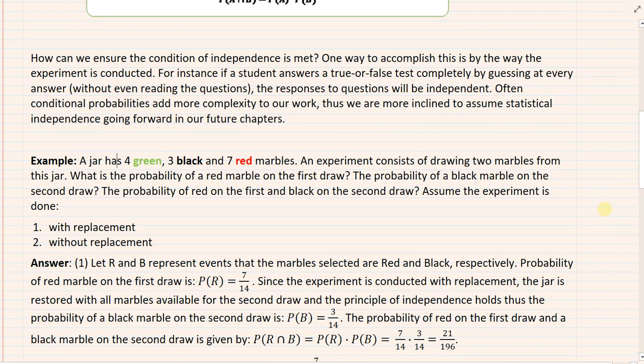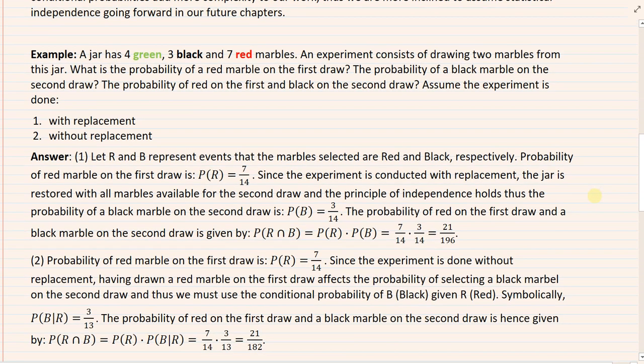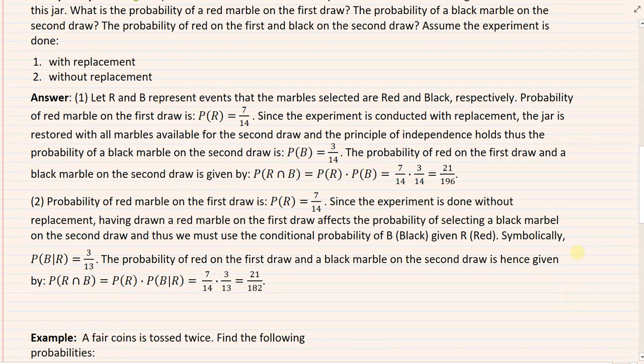Now in number 2, without replacement, the first draw is not going to change. The probability of red on the first draw is still 7/14. What changes now is that we're not putting that red marble back into the jar, so there are only 13 marbles in the jar, 3 of which are black. So the same probability is now 7/14 times 3/13, and that's a different probability. So the probabilities are changed depending on how we conduct the experiment. Hopefully you follow that one.